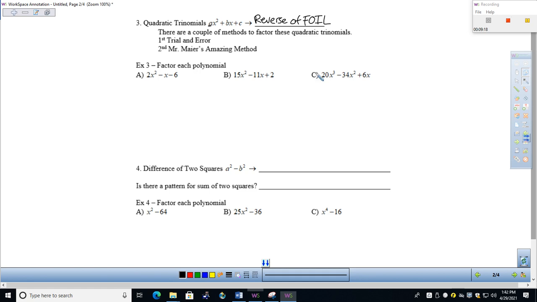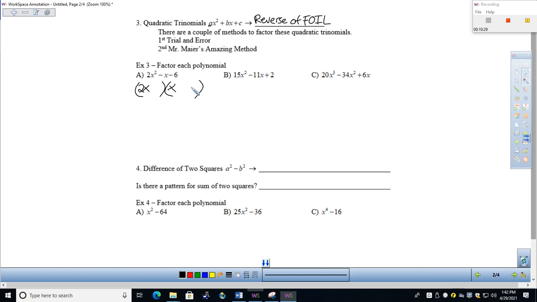All right, so let's get into part A. I'm going to just do trial and error on this one, show you what that means, and then I'll show you my method. So, trial and error. We set up our binomial. And I think to myself, okay, I'm looking for two values that would multiply to 2x squared. That would have to go here and here. And that's good because there really aren't any combinations other than 2x and x that are going to work there. And so then I start to think about, well, I need two numbers that will multiply to negative 6. That's going to go here and here.